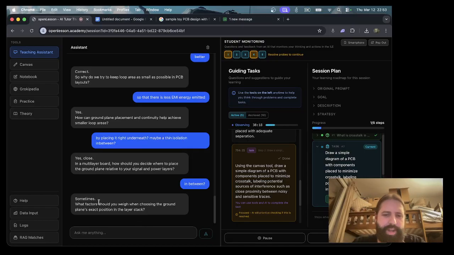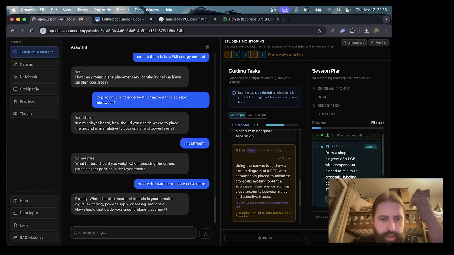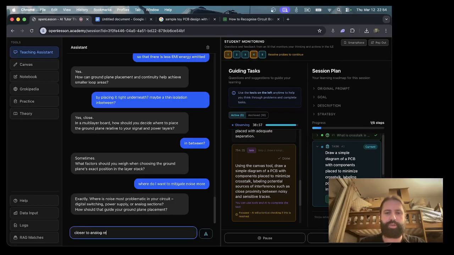I guess the factors that I should weigh in are where I want to mitigate noise more, right? I mean, digital switching, power supply, and analog section. How should that guide your ground plane placement? So essentially closer to analog. Closer to analog reason.